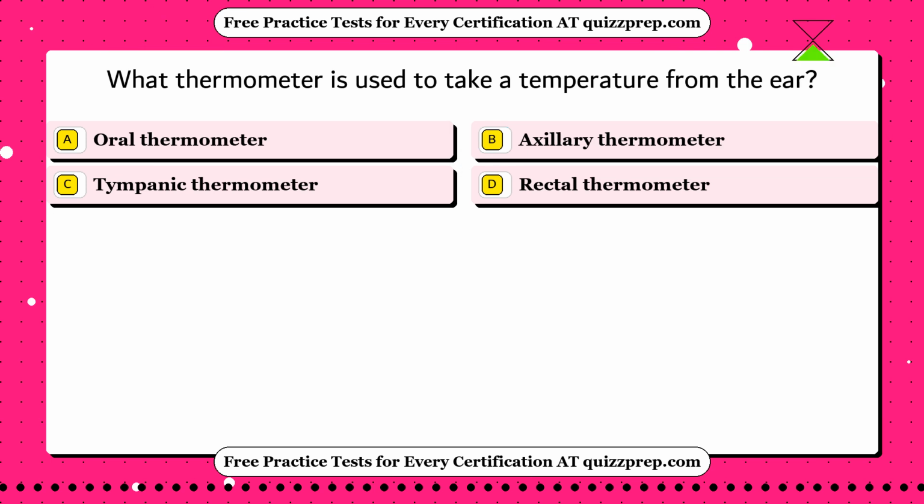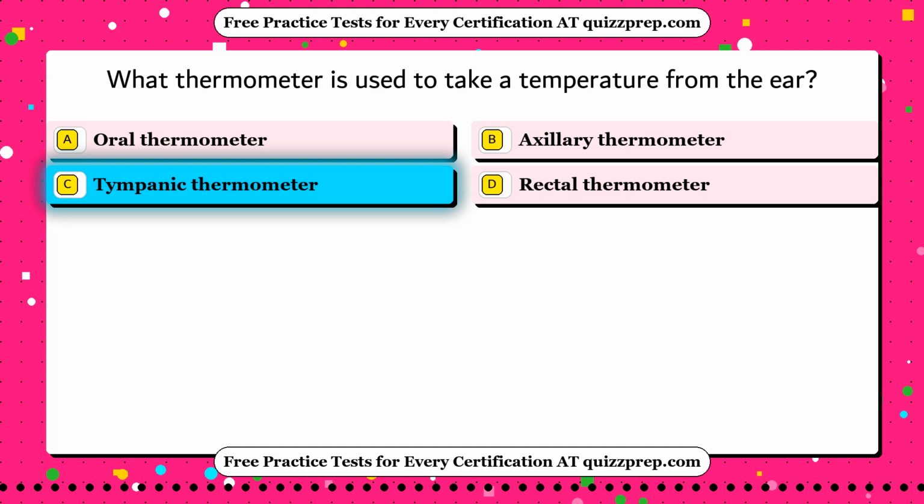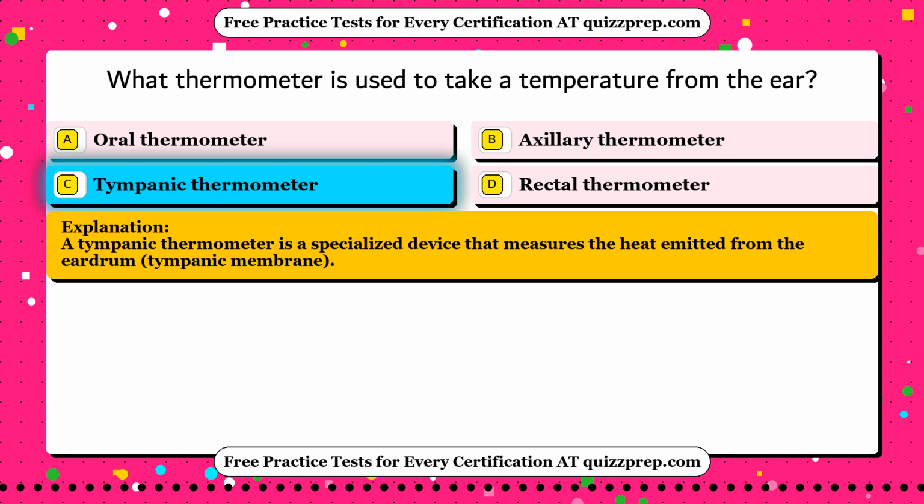Question 28. What thermometer is used to take a temperature from the ear? Option A, oral thermometer. Option B, axillary thermometer. Option C, tympanic thermometer. Option D, rectal thermometer. The correct answer is Option C, tympanic thermometer. A tympanic thermometer is a specialized device that measures the heat emitted from the eardrum, the tympanic membrane.